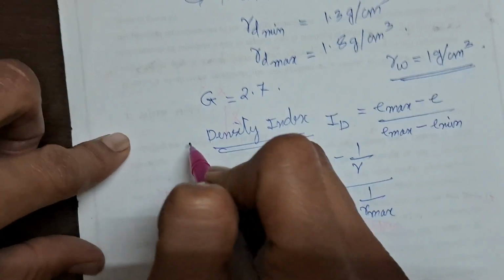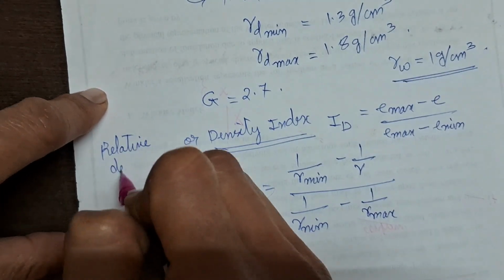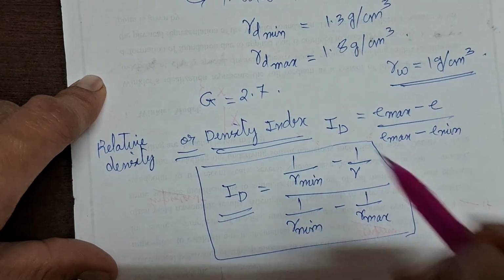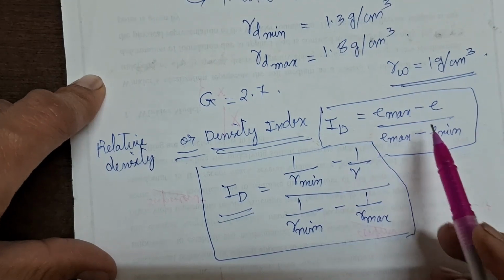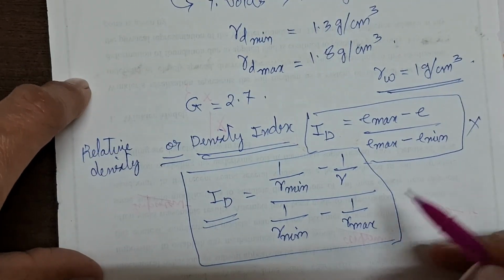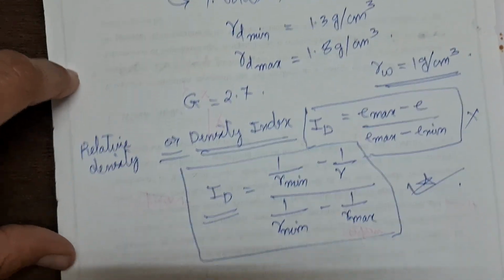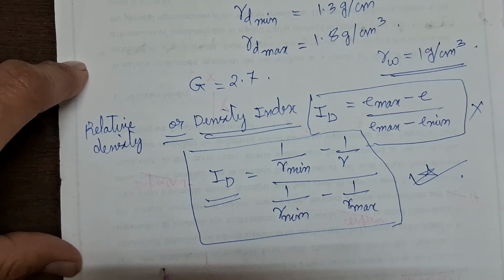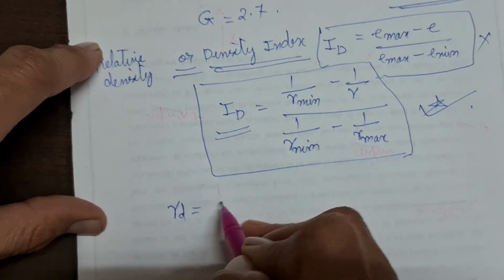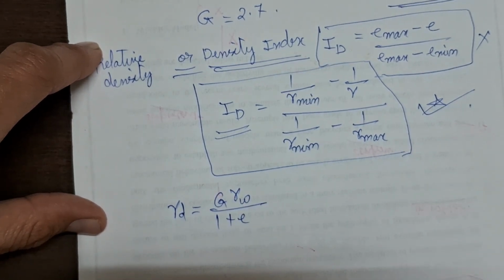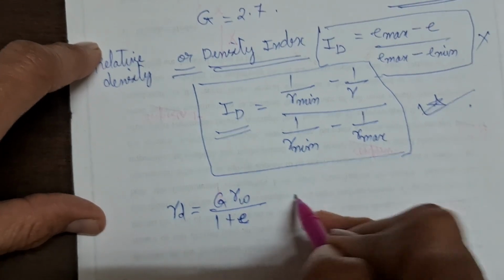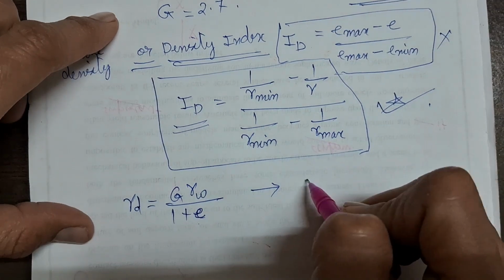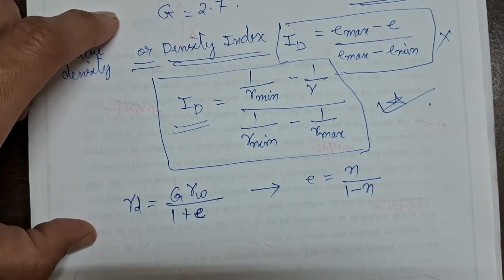Relative density or density index, both are the same thing, and you have to memorize these two formulas. ID equals e max minus e upon e max minus e min is not useful here; we will be using the other formula. But we still have to find the value of gamma. For that, let us write one basic formula: gamma d equals G gamma w upon 1 plus e. We don't know the value of e here, so for calculating e we will use the porosity n, because we know that e equals n upon 1 minus n.